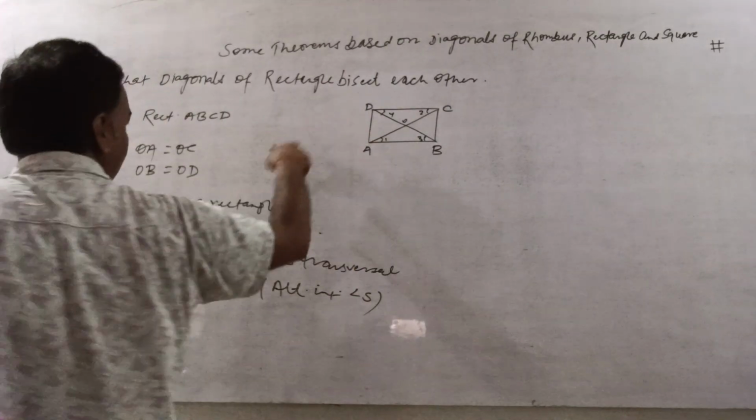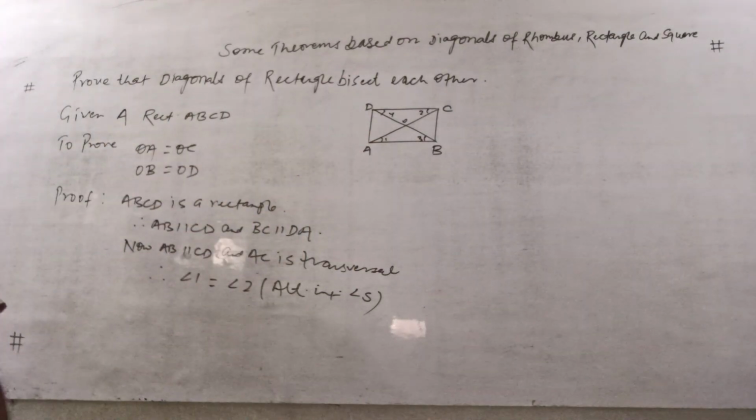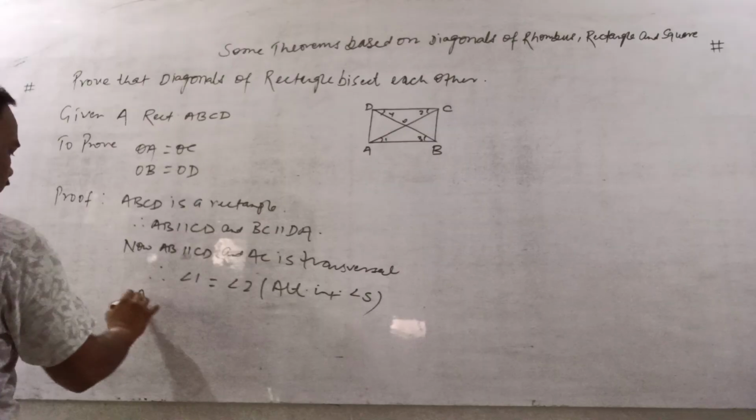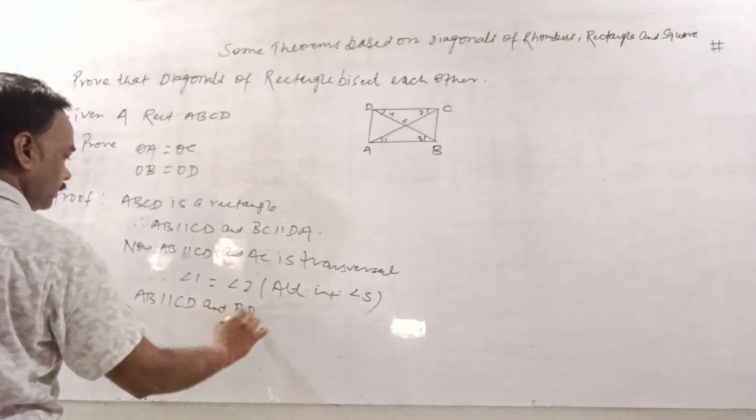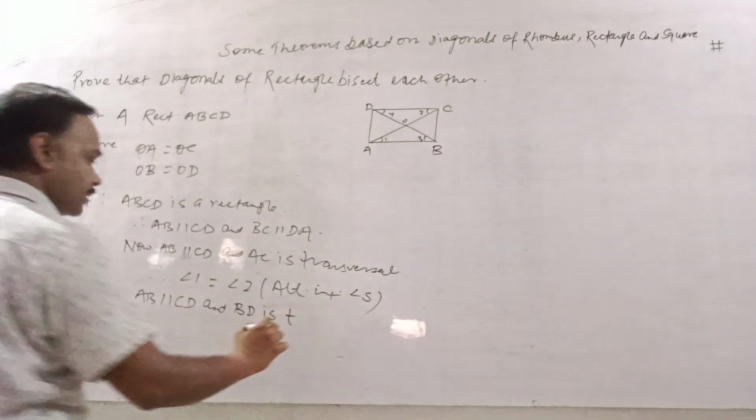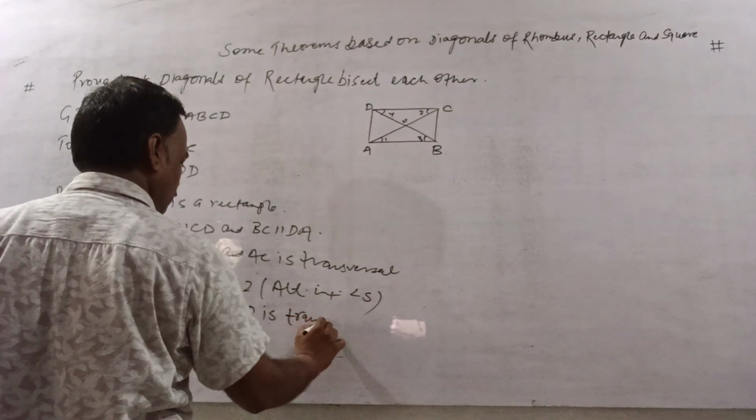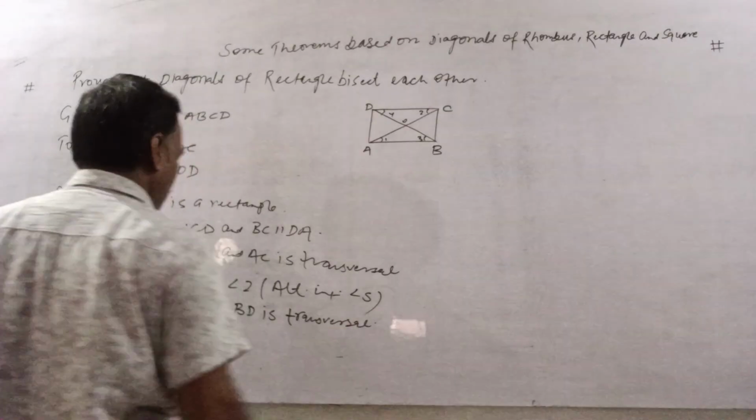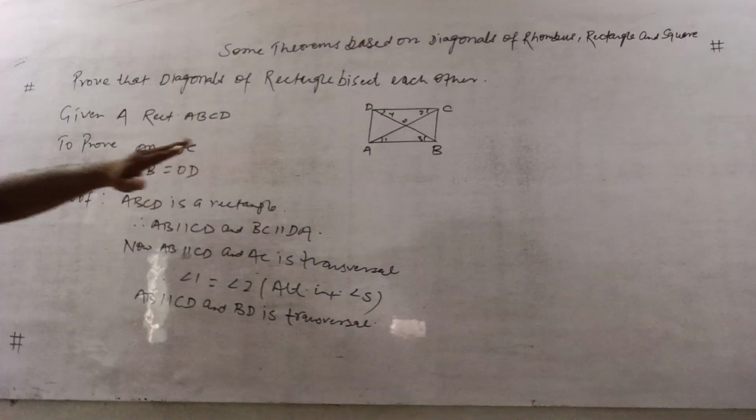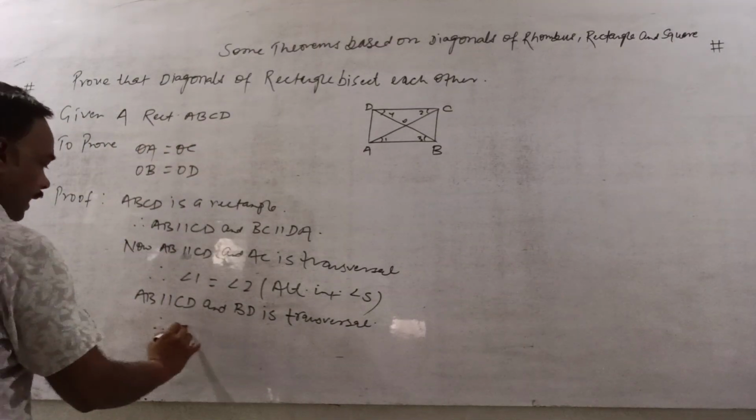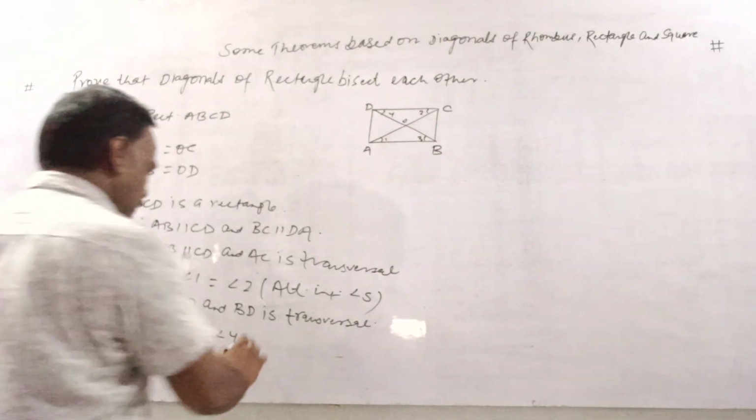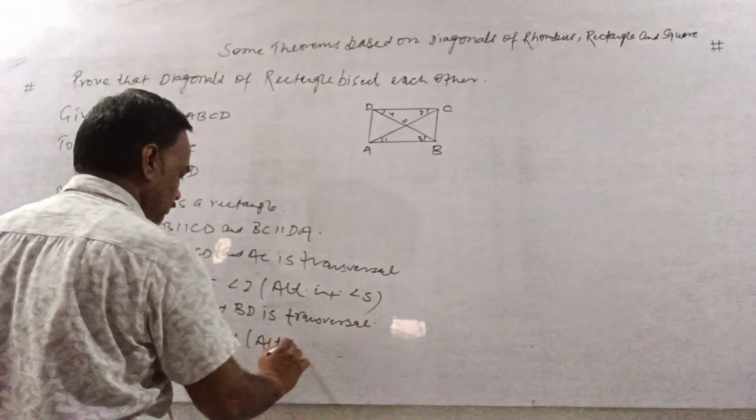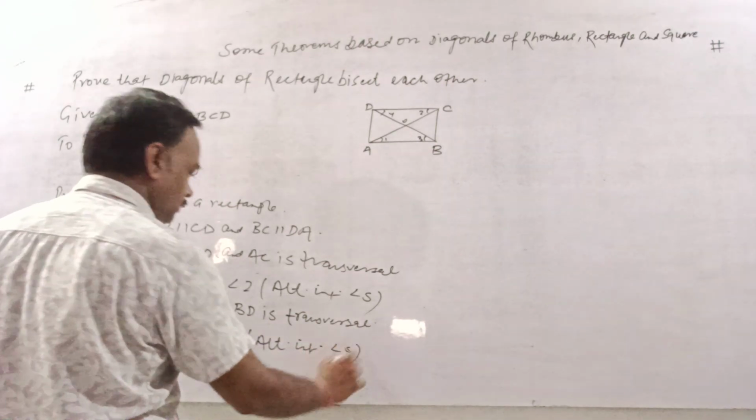Again, AB parallel CD and BD is transversal. Therefore, angle 3 is equal to angle 4. These are also alternate interior angles. Clear?